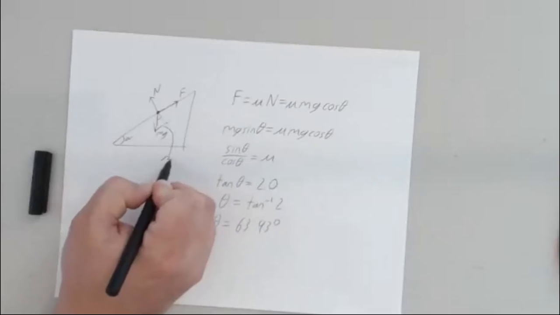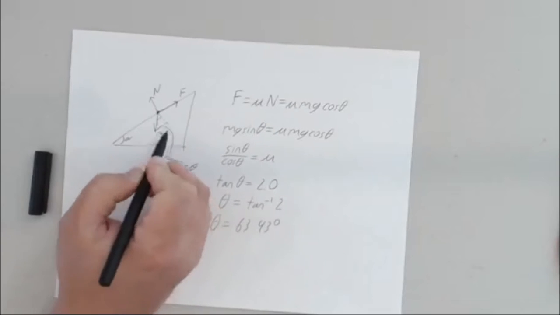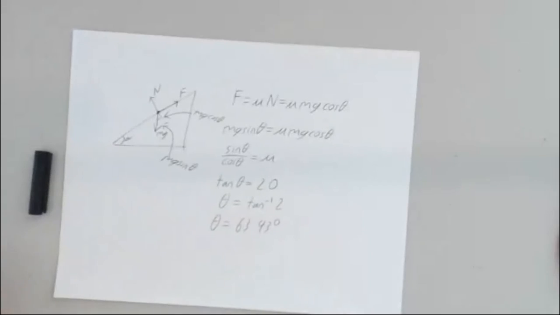Okay. And then from there, I labeled that opposite side as mg sine theta. Okay, so that piece there is mg sine theta. And then the other side is mg cosine theta. All right. And then for friction, it is equal to mu times normal, which then I got mg. I don't have that on mine.